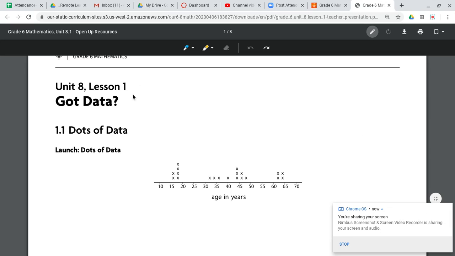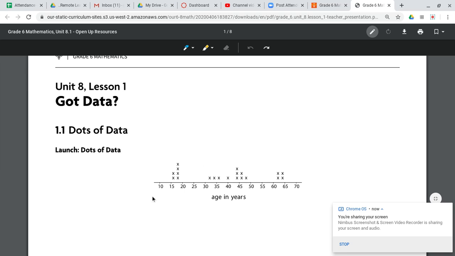We're going to be starting in our new workbook. Hopefully you guys got these delivered to you. If not, let me know and I can look into that. We are in 6th grade unit 8 now, so we're going to be looking at lessons 1 through 4.